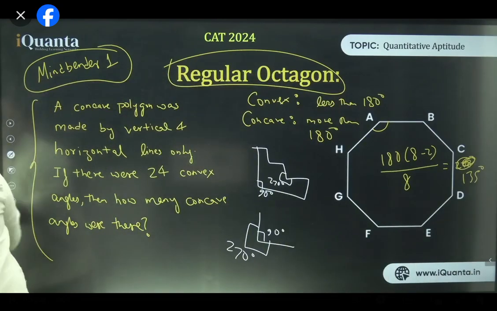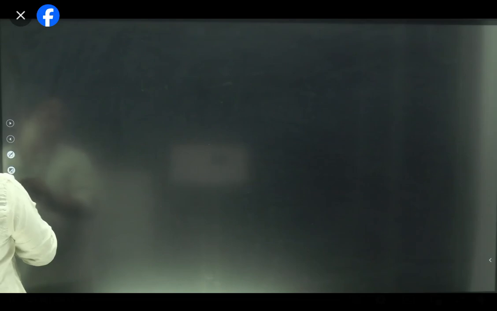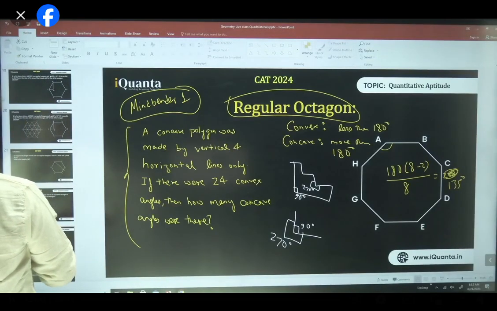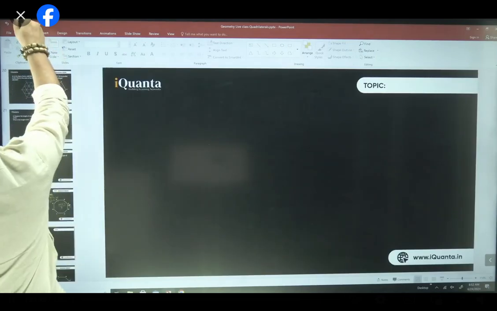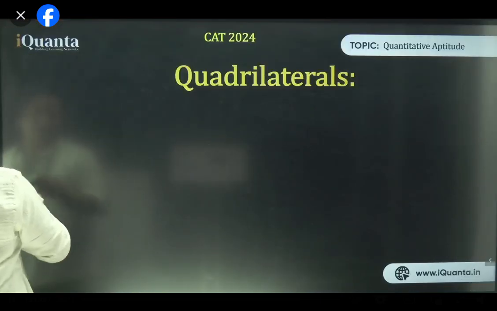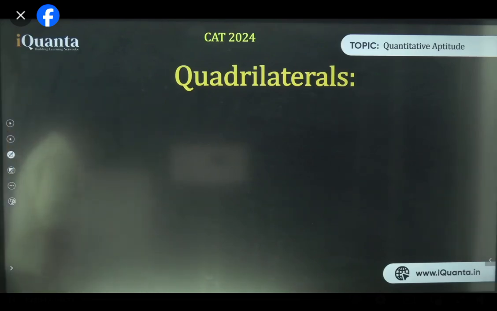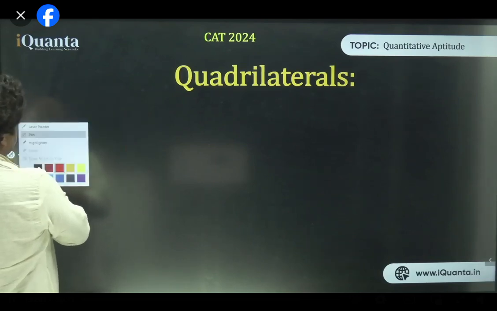Logical, imagination, visualization. So, I don't have a blank sheet or blank slide over here. I think I should just make a blank slide. New slide. Okay. That is going to be my blank slide. All right. So, see, what happens? I'll just tell you how I approached this question when I was given this question.